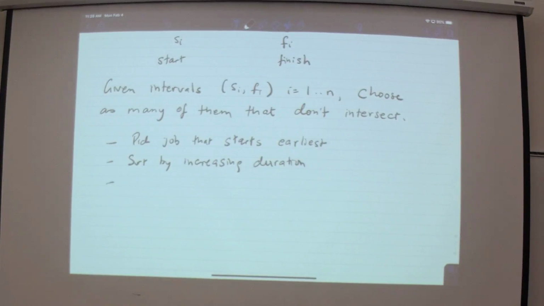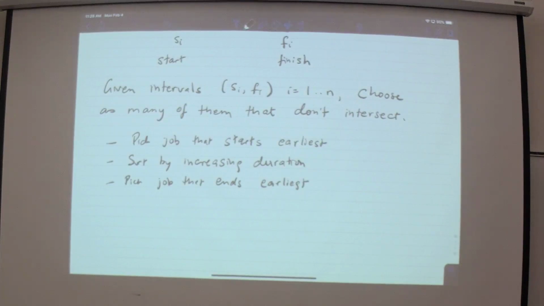Good. Anyone else? Yeah. The end early. What's your intuition for that one? Because if something ends early we have more space, more time left so that we can put other jobs, and basically we want the number of jobs to be maximum. Okay. All right. So pick the job that ends earliest.